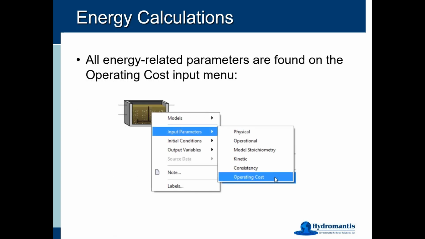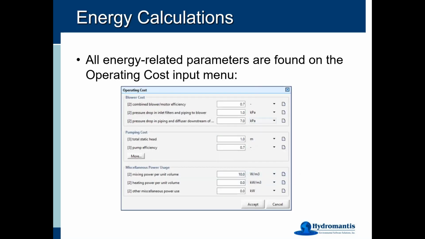On a unit-by-unit process basis, all of the input parameters that you're looking for with respect to energy are found in the operating cost menu. So you right-click on your activated sludge tank, go to Input Parameters, go to Operating Cost, and then you will see a menu that looks like this.